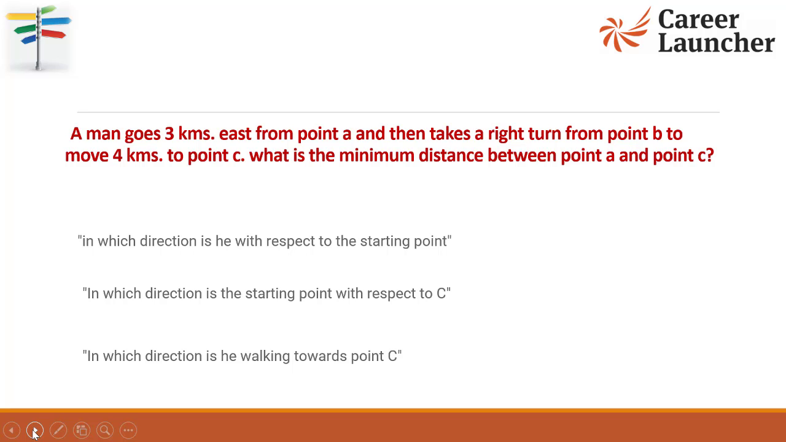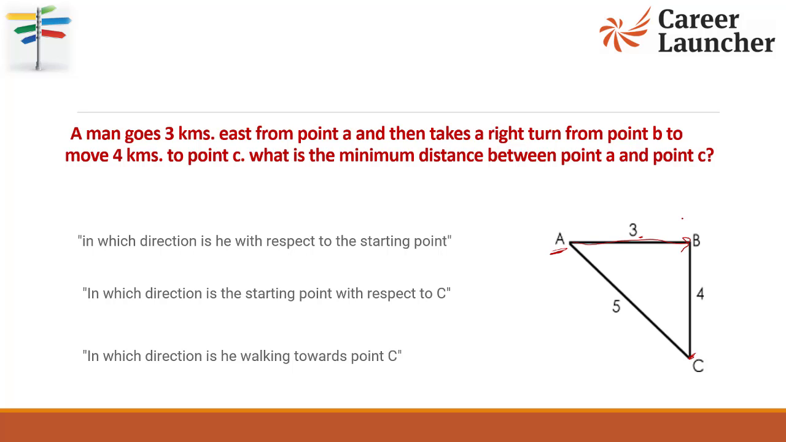Let's have a look at the diagram first. So this is how the movement should look. He's starting from point A, he moves towards east to reach point B, and he's traveling a distance of 3 kilometers. After reaching point B, he's taking a right turn. He was moving in east direction, and taking a right turn will take him down south, and he travels 4 kilometers to reach point C. So this is the diagram.